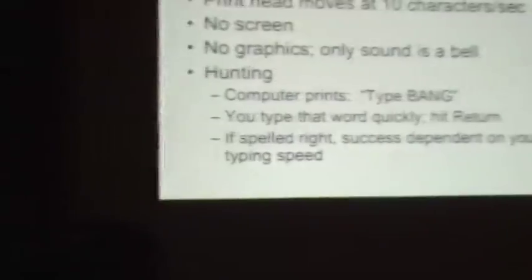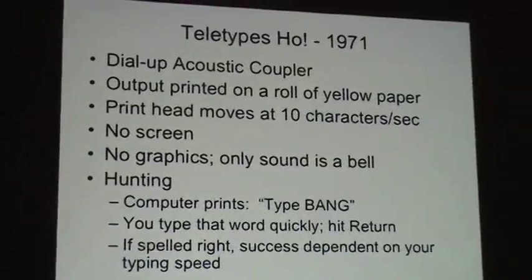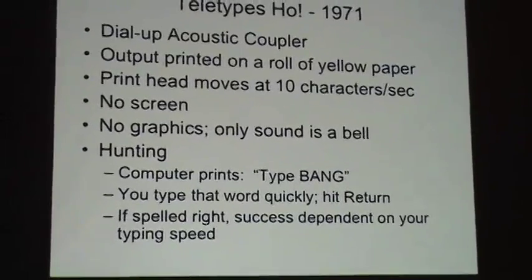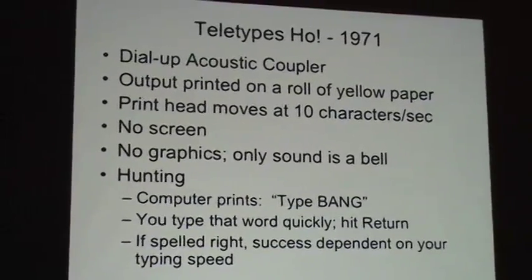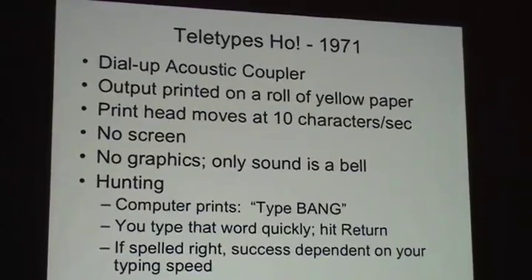All right, how did you hunt on the teletype? You didn't have a little guy with a rifle. You couldn't aim somebody. You couldn't move them around. How did you do it? My two colleagues, Bill and Paul, they get all the credit for this. They devised a little mechanism where when it was time to use your rifle, the computer would print out type bang or pow or blam. You never knew what the word was going to be, some gun noise word. And what you had to do was type that word as quickly as you could and hit the return key.